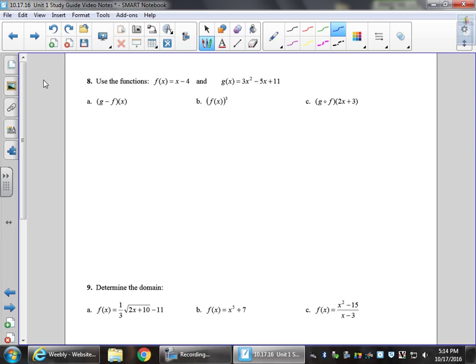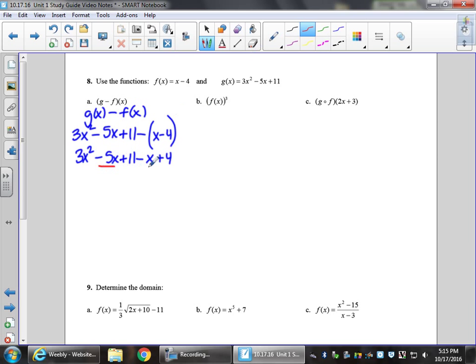On to function operations. I know I can rewrite this as g of x minus f of x. So that's going to be my first function, 3x squared minus 5x plus 11 minus. Now I have to make sure I put this second function in parentheses. That's key because I need to distribute the negative. So 3x squared minus 5x plus 11 minus x plus 4. Combining like terms, we'll get 3x squared minus 6x and then plus 15, and we're done.